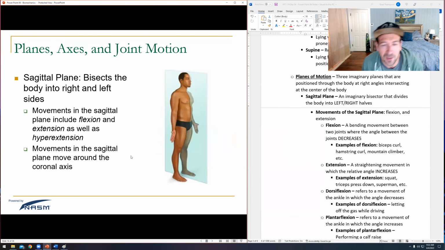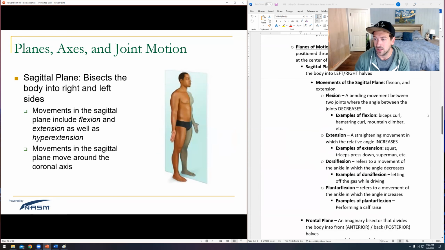So the sagittal plane, like I said, bisects the body into right and left sides. And so the movements in the sagittal plane, there's a couple movements here. And this one's probably the simplest, right?